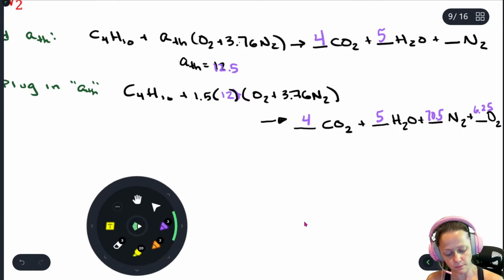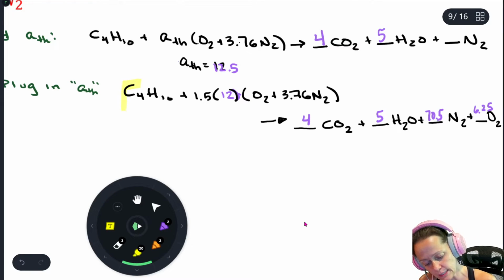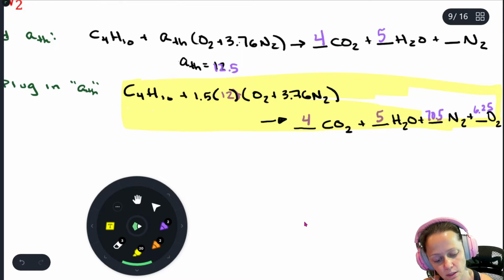All right. So what I'm going to do here is just highlight this because I have a feeling that I'm going to be referencing this. So let's just color all the stuff in.